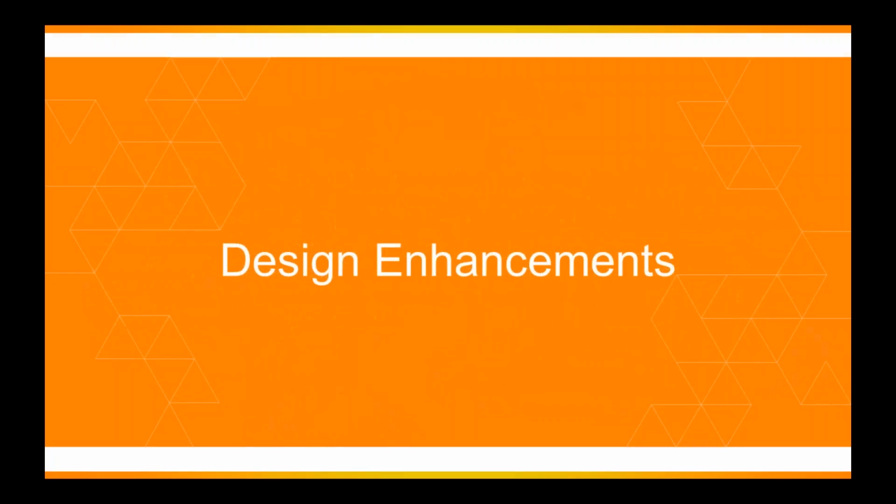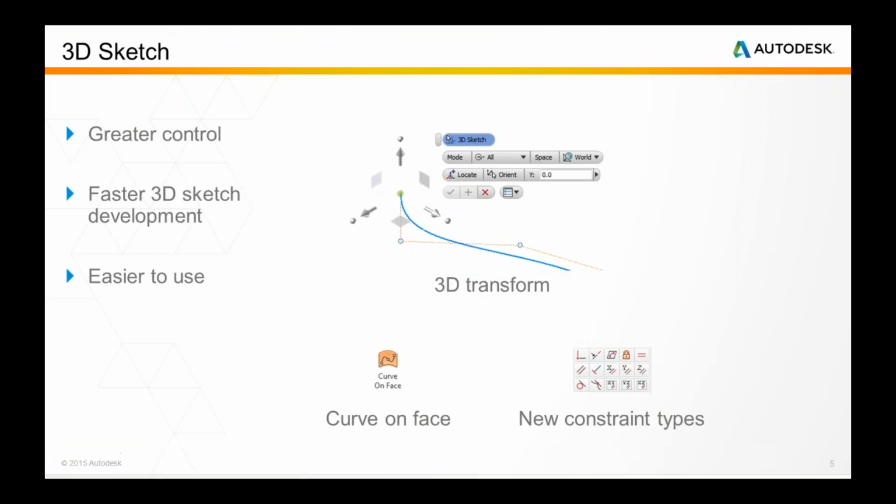All right, with that, let's take a look at some of the design enhancements. I'm going to try to keep this presentation to about 30 minutes. Any longer than that and sometimes it gets to be too much information, and we don't want to bore you, so we're just going to give you some of the tidbits here. I'm not going to cover every single enhancement in Inventor 2017, but I'll try to cover some of the big hitters.